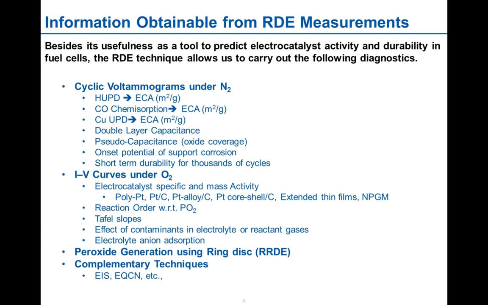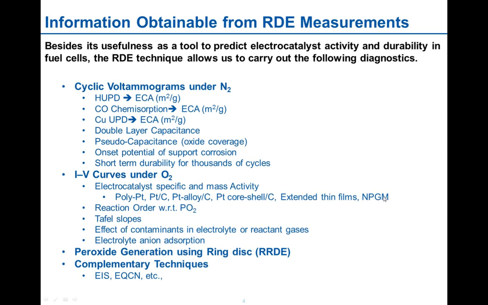Before going on to the experimental aspects, I just wanted to list a whole bunch of other things that you can get from RDE measurements. Using a cyclic voltammogram, which is carried out in nitrogen, you can measure the surface area, the ECA, using HUPD, CO chemisorption, and copper UPD. You can also get capacitance, pseudocapacitance, which really means some of the oxide coverage on platinum or whatever the platinum-based catalyst is. You can also look at corrosion of supports and the onset potential of support corrosion. You can, of course, get durability studies, but only for limited short times. Using the IV curves under oxygen, you can get the activity of all kinds of catalysts.